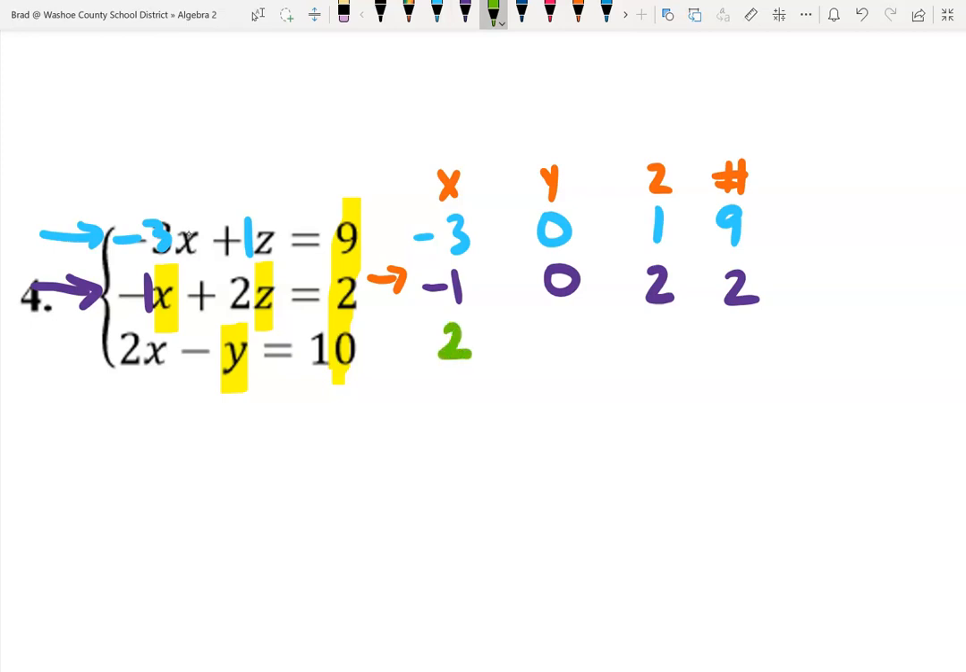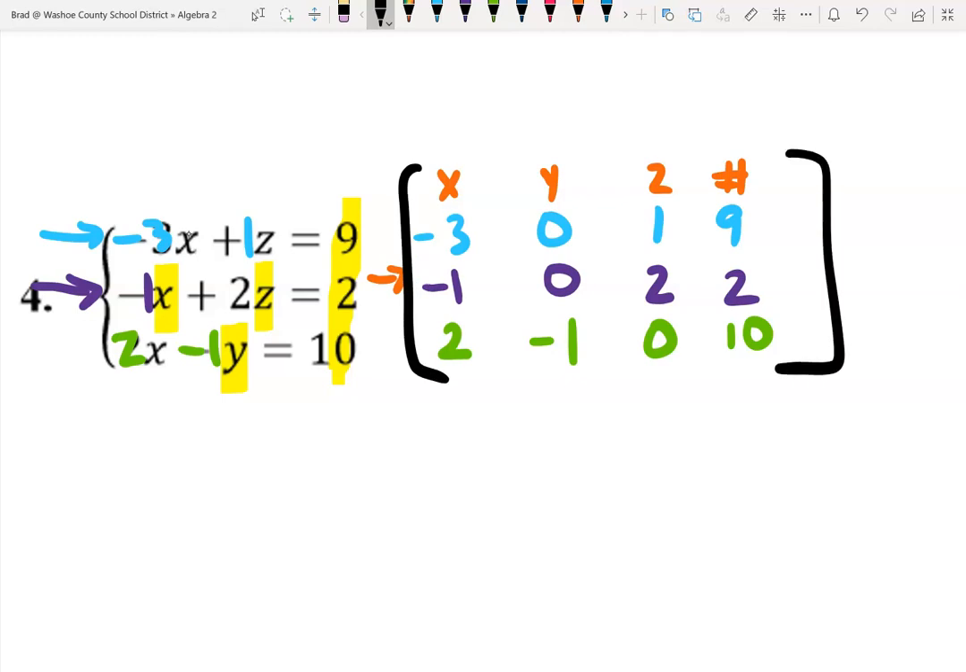And then I have a 2. I finally have a -1 y, and then 0 z's, and that's going to be 10. So this is my matrix right here. I really like doing the rewrite here on the top with the x, the y, and the z's, and just put in zeros for where you're missing something. So now it's RREF time.